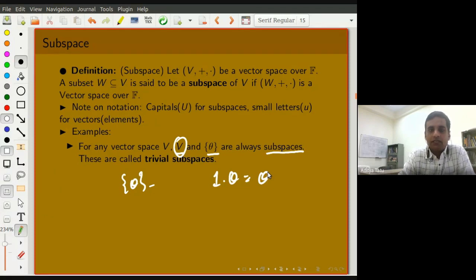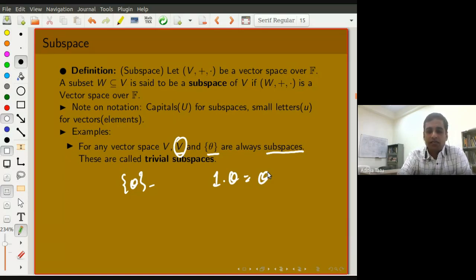Let's look at more examples of subspaces. By the way, these two subspaces will be called trivial subspaces. This is again analogous to trivial subgroups. The group itself and the singleton set containing the identity element are always subgroups for any given group, and these are called trivial subgroups. Similarly here, the vector space V and the singleton set containing the additive identity are always subspaces and will be called trivial subspaces.